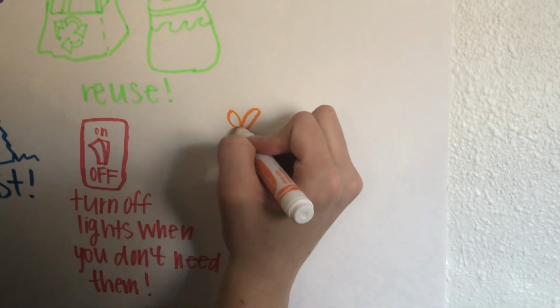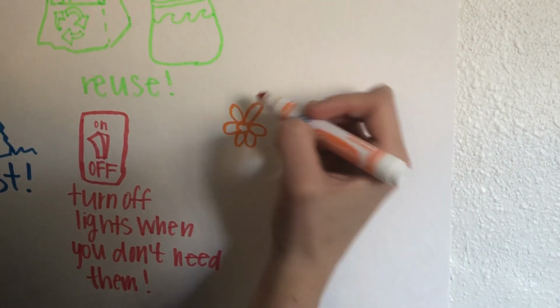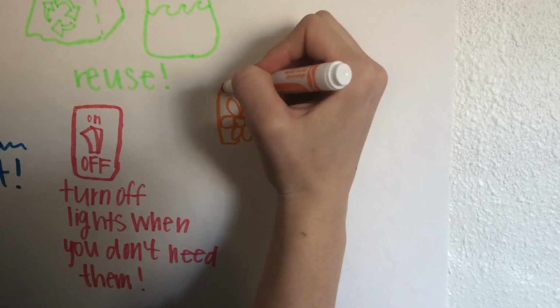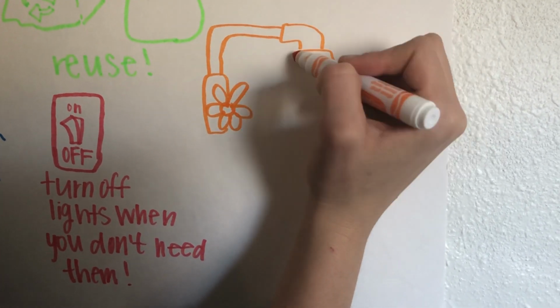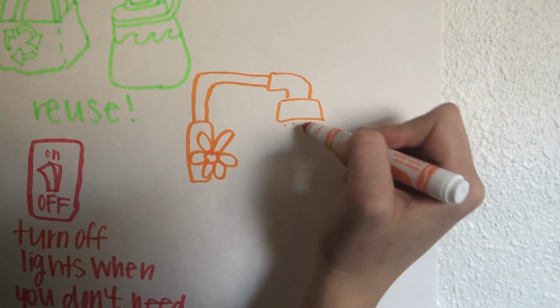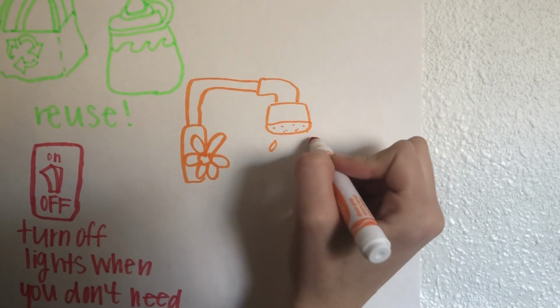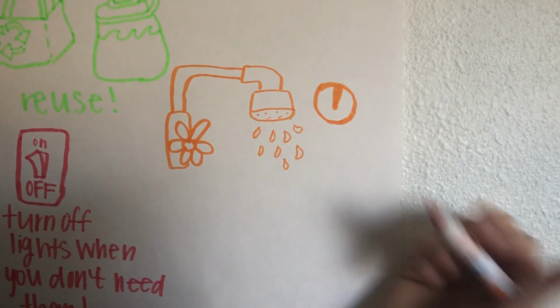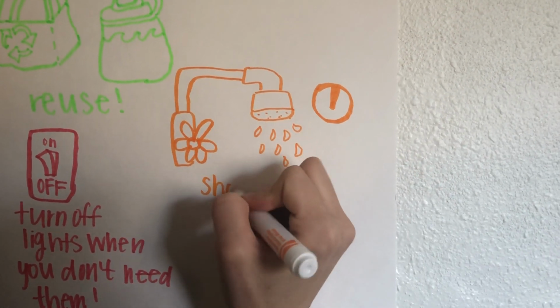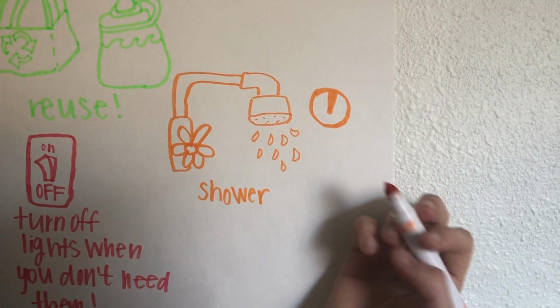This last one is a splash. By taking shorter showers and even showering every other day, we can save a lot of water and a lot of energy and overall a lot of carbon and a lot of the planet just by being mindful about how we use water every day.